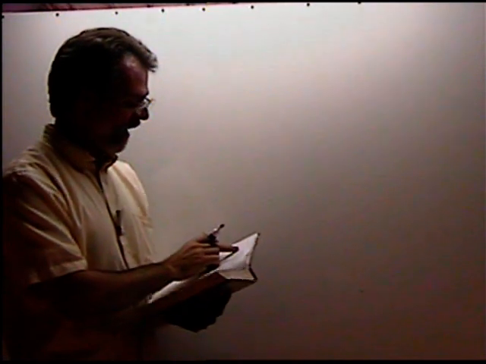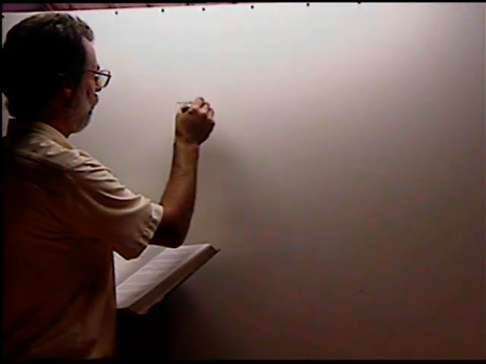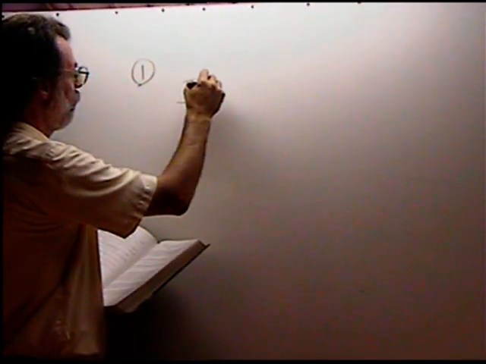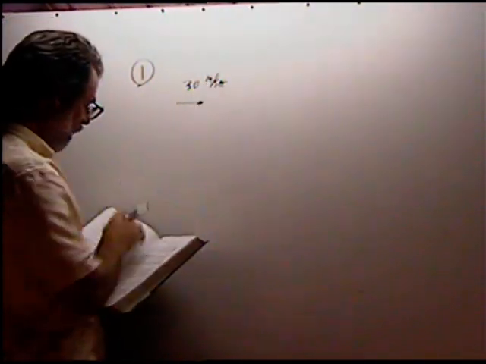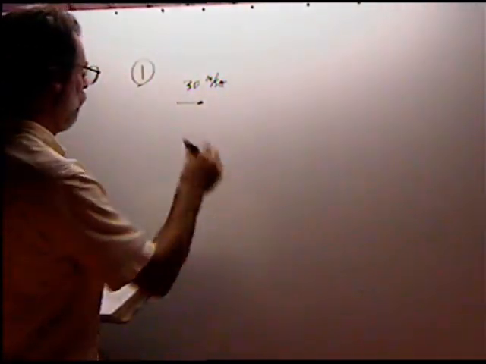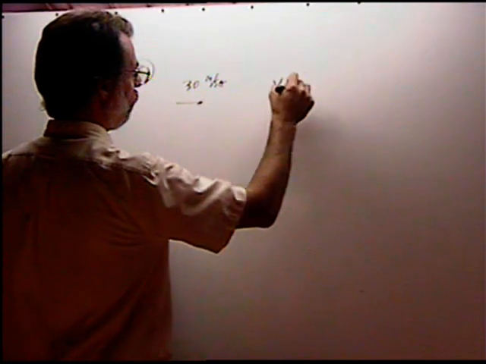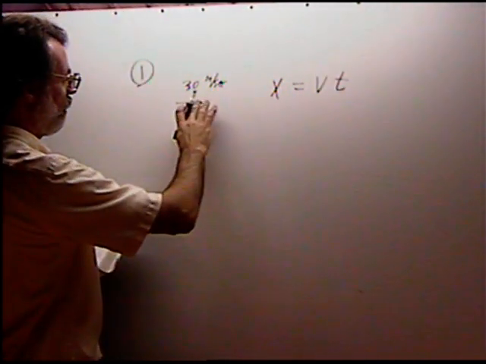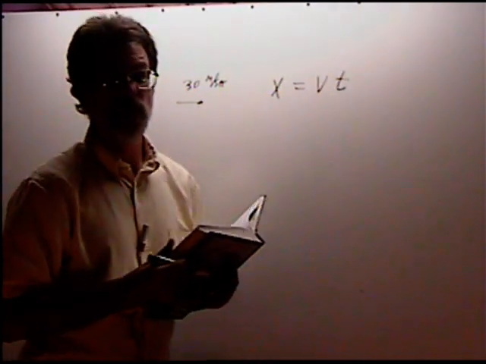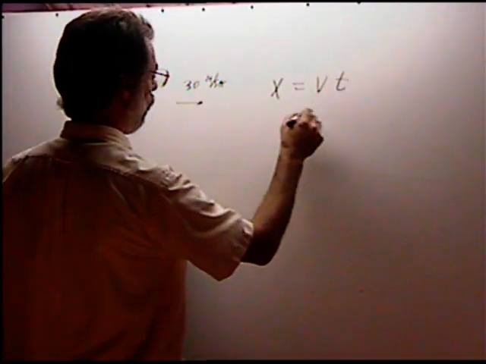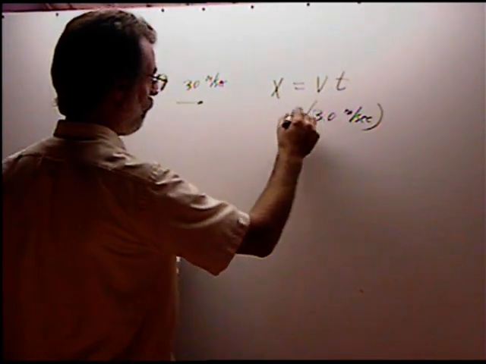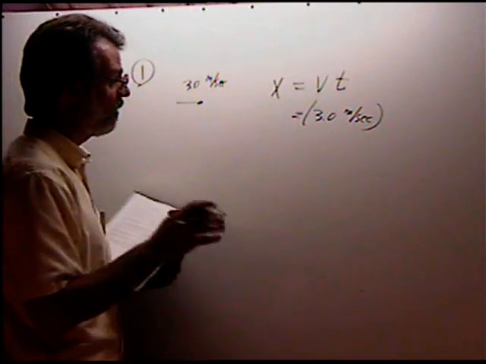Number 1, an athlete runs at a constant velocity of 3 meters per second. How far will the athlete travel in 25 minutes? Well, this is very easy. This is just x equals vt. This is really a chapter 1 kind of question. You put in 3 meters per second, and he's traveling for 25 minutes.